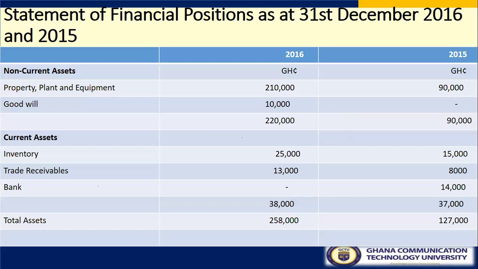This is also an example of the balance sheet. Okay. We have the 2016, we have the non-current assets: plant, property and equipment, goodwill. What is a goodwill? Yes. You are saying goodwill is an asset. What's a goodwill?